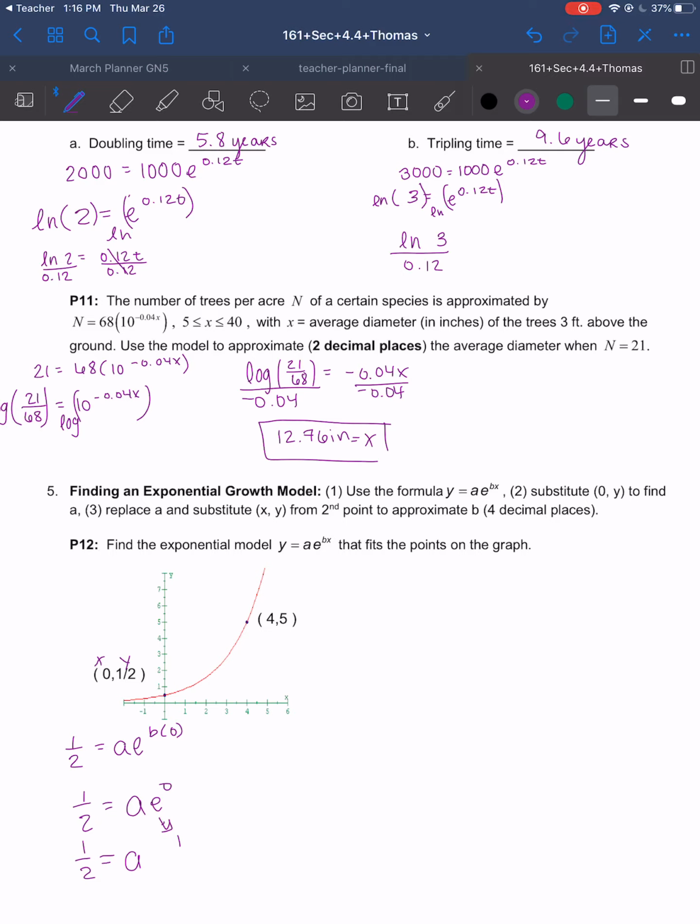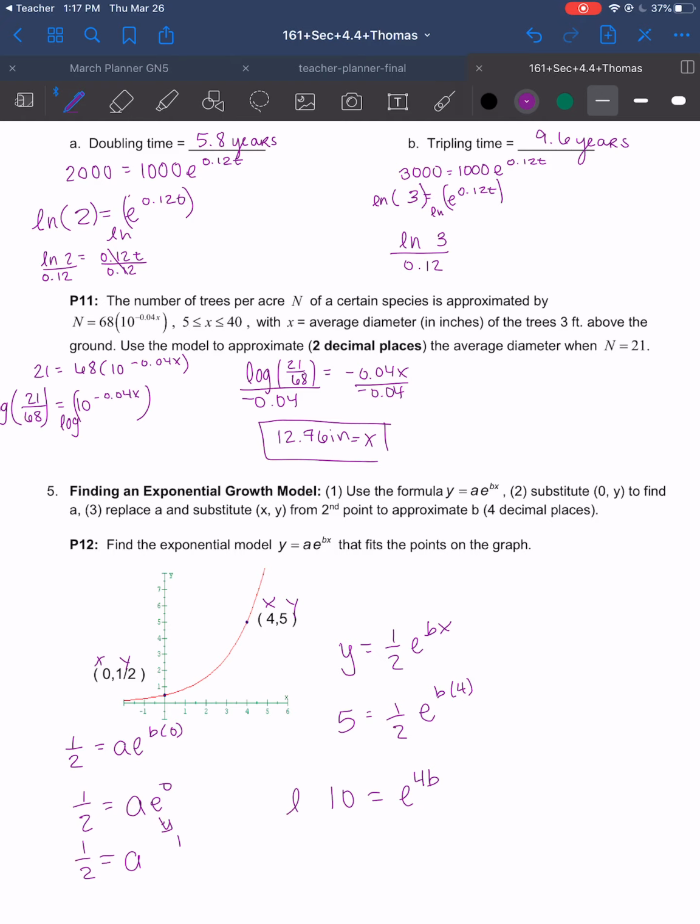Since you know a is a half now, you are going to plug a back in, so y equals 1/2, let's write it so you can actually read it, y equals a half e to the bx. And then we're going to use this next point, x and y. So we're going to say 5 equals 1/2 e to the b times 4. So then I'm going to divide by a half. When you divide by half, you get 10 equals e to the 4b.